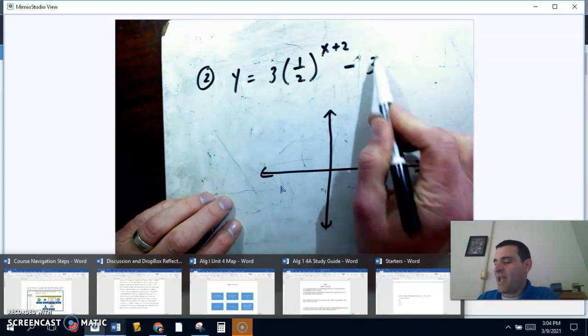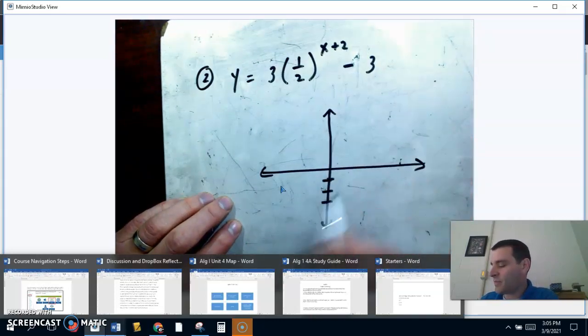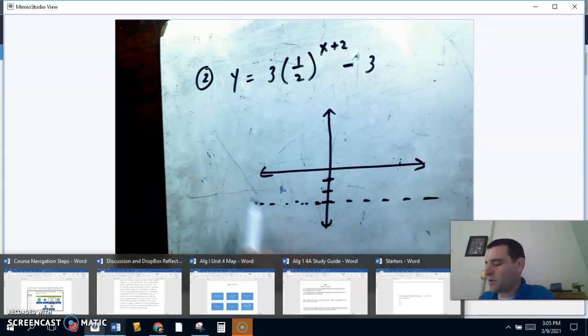When I graph these by hand, I always look at this first. Okay, so we're going to go down 3, and remember the word there is asymptote. Okay, so I have a horizontal asymptote there. This line will not be crossed.